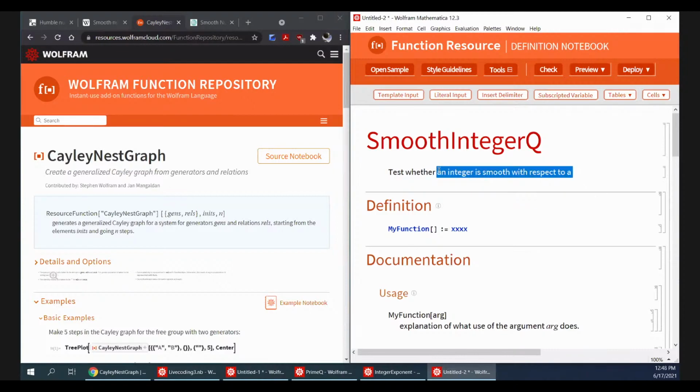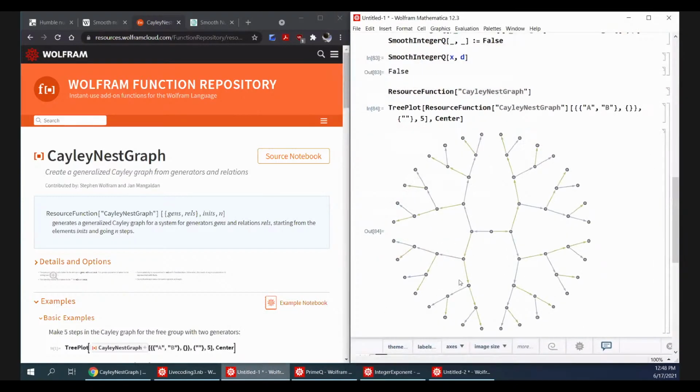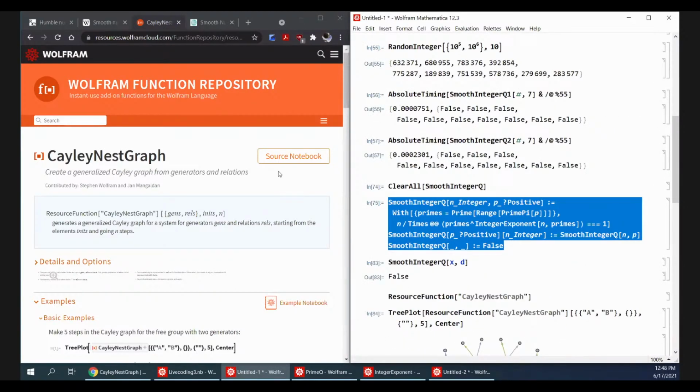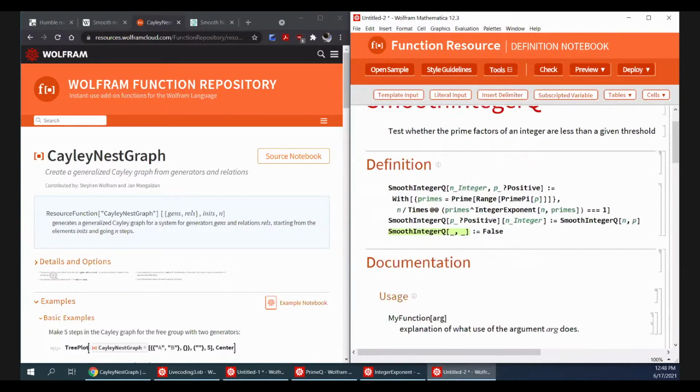Okay, so test whether the prime factors of an integer are less than a given threshold. Could use that. I like that. That looks neat. We've got no period at the end. Yeah, no period at the end on this one, just a one sentence blurb. This is the code that we'd written up, and basically you just copy paste that in there and you've got your function definition.